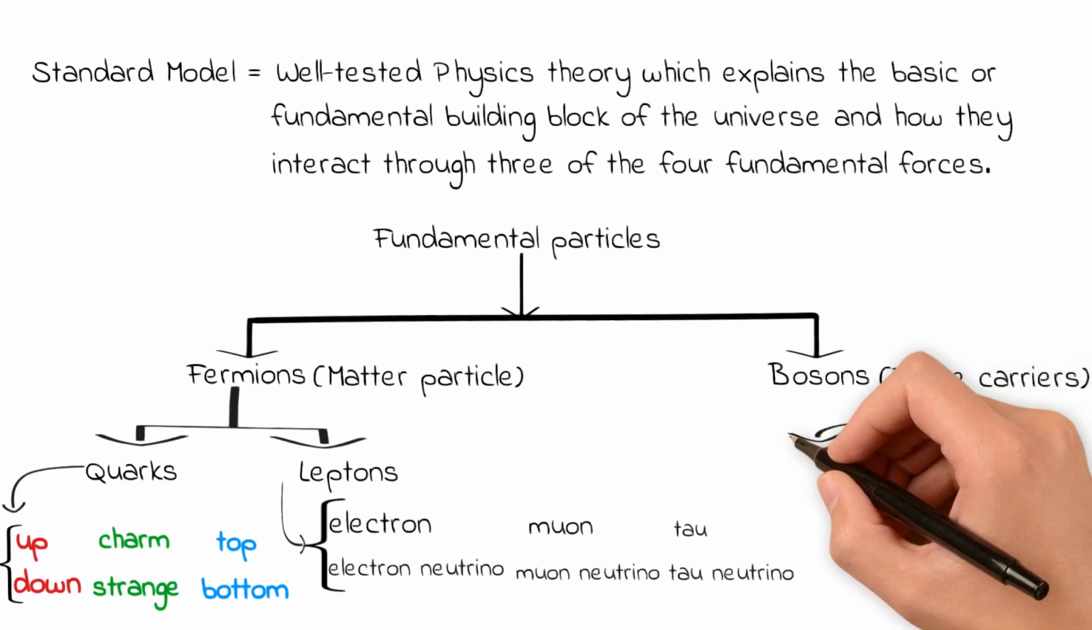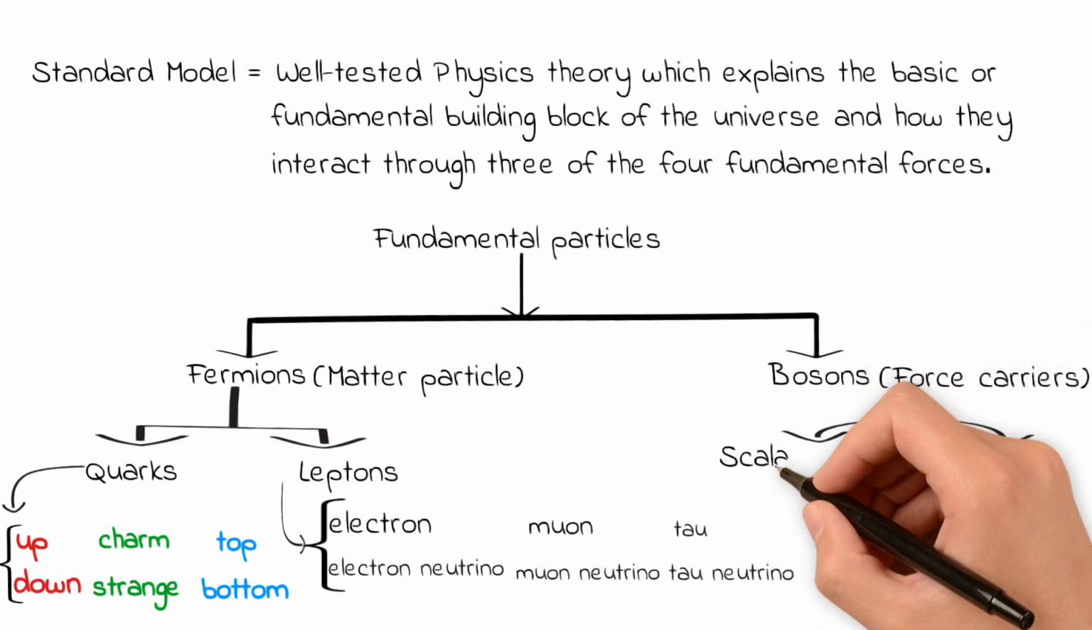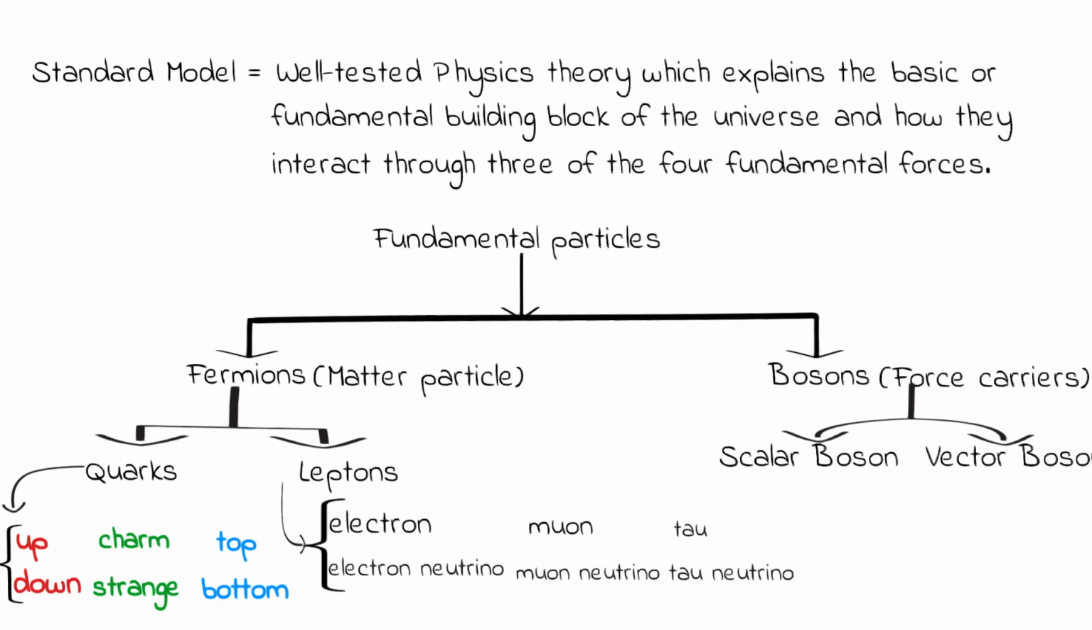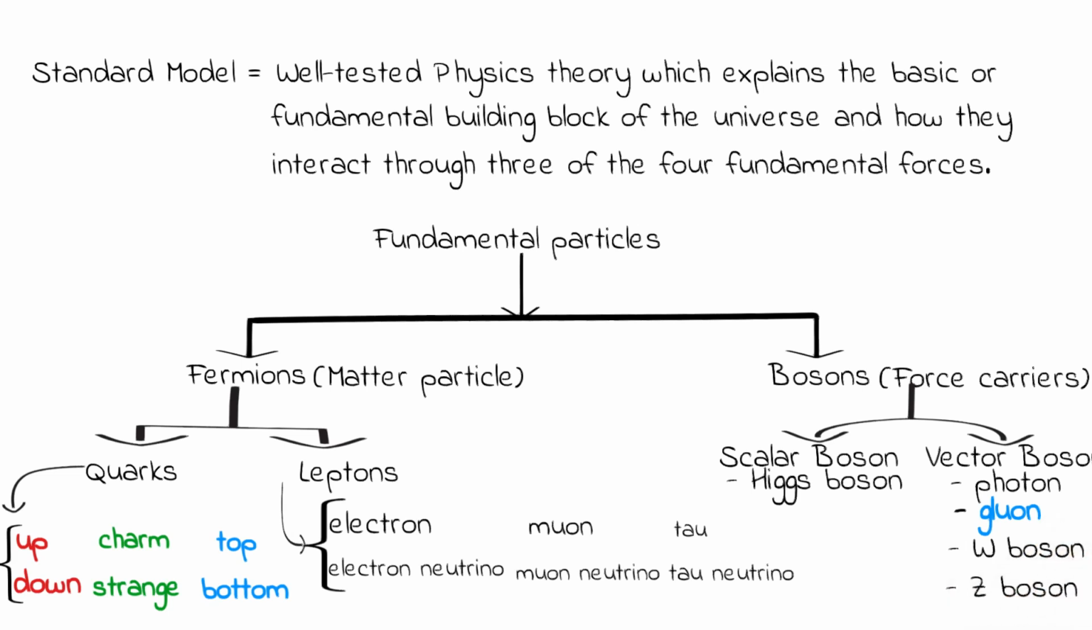The bosons are also divided into 2 main groups, the scalar and the vector bosons. The scalar boson is the Higgs boson, and the vector bosons include the photon, the gluon, the W boson, and the Z boson. Again, the graviton, which is the mediator for gravitational force, is not yet included. It is still hypothetical at the moment.